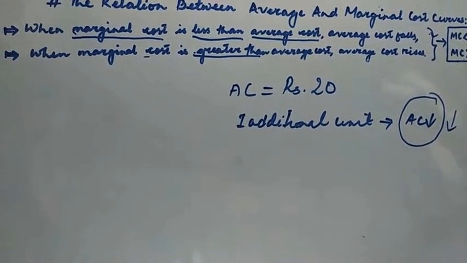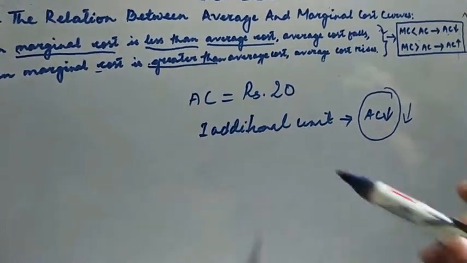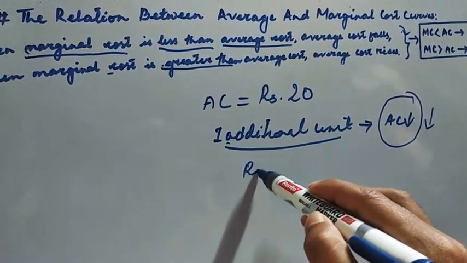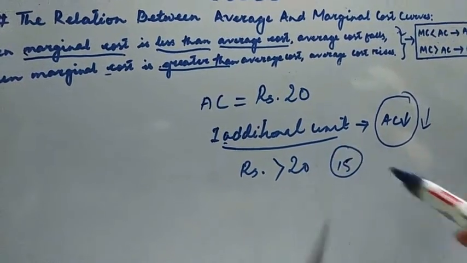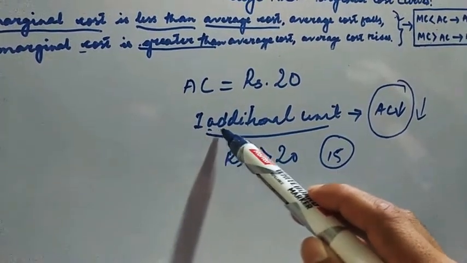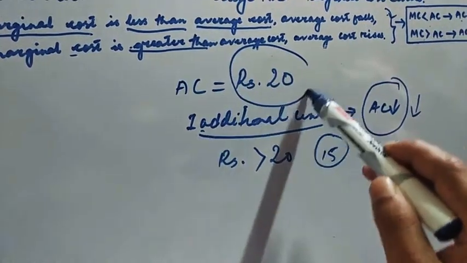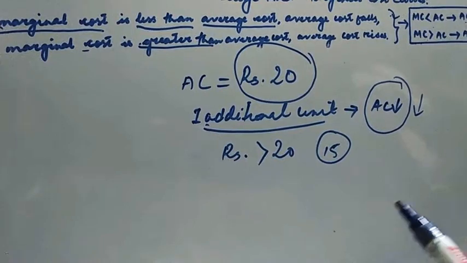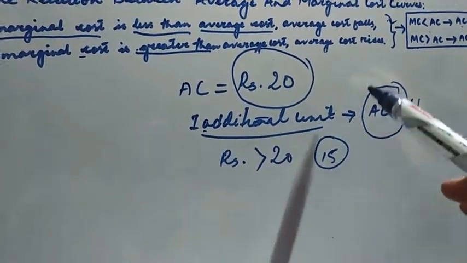It means that the additional unit must have cost him less than rupees 20, say rupees 15. So the cost which is incurred in producing an additional unit must have cost him less than his average cost. That is why we have a situation of average cost falling when an additional unit is added to the product.